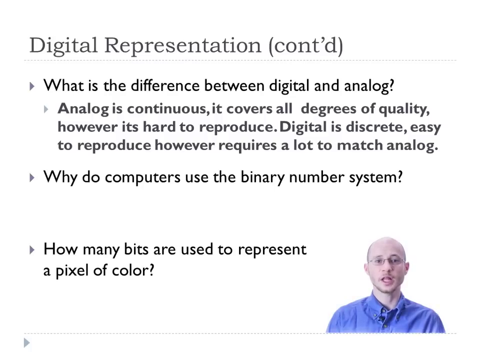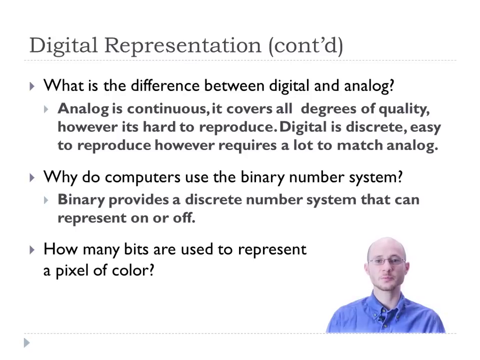Digital is simple and discrete. This is why computers use the binary number system to represent digital data. Because of binary's simple nature, it is easy to reproduce digital data with accuracy each time. Unfortunately, in order to compete with analog, digital requires a lot of bits. In fact, digital requires 24 bits to represent one dot of color, or pixel.